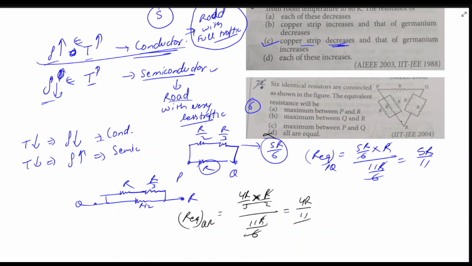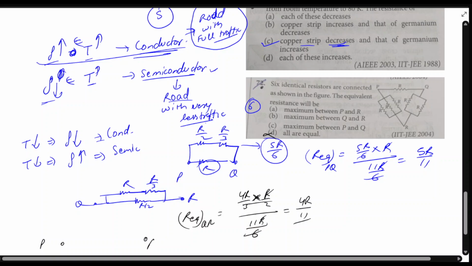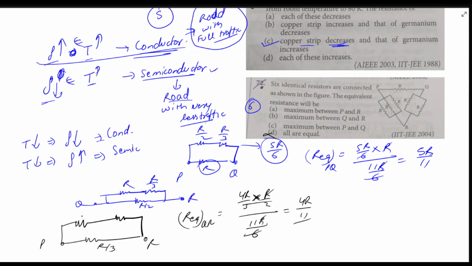Let's find the last one. Which one is it? It is PR. So PR is like this. So this is P, this is R. Between PR, this is R by 3. So this resistance will be R by 3. And this is R and this is R by 2. So they are in series. So this is R and this is R by 2. So it is 3R by 2.